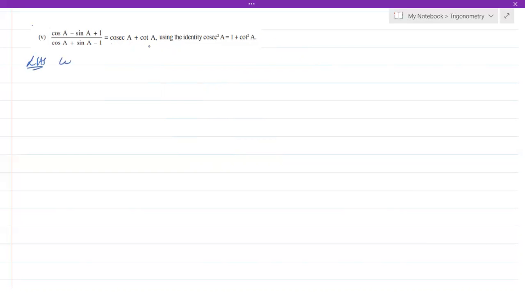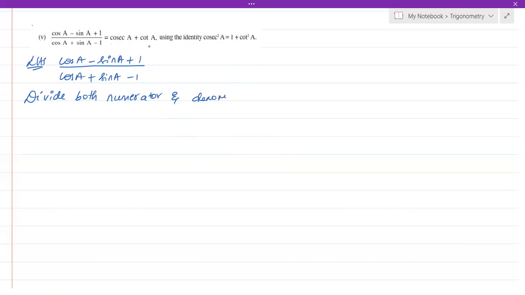Let's take the LHS. What's the LHS? (cos A minus sin A plus 1) divided by (cos A plus sin A minus 1). Divide both numerator and denominator by what? By sin A. Therefore, both numerator and denominator we have to divide by sin A, which means for each term we have to divide by sine. So let's do that.